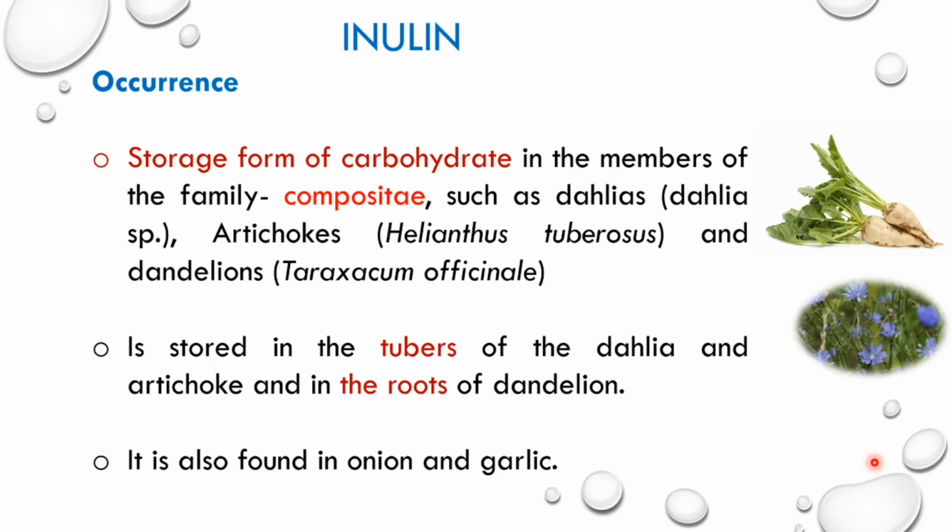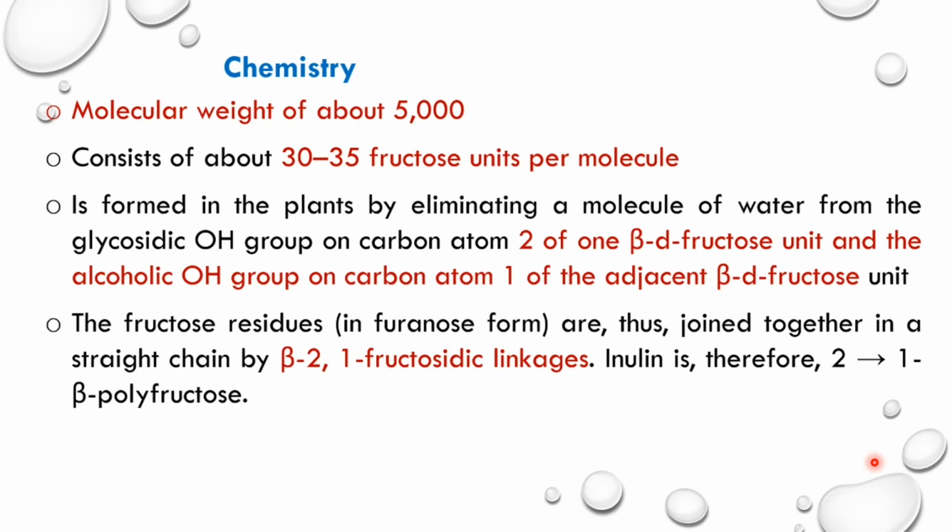Let us discuss another homopolysaccharide, inulin. It's a storage form of carbohydrate in members of the plant family Compositae, such as dahlia and dandelion. It's stored in the tubers of dahlia and roots of dandelions. It's also found in onion and garlic. Coming to the chemistry, it has a molecular weight of about 5000. It consists of about 30 to 35 fructose units per molecule.